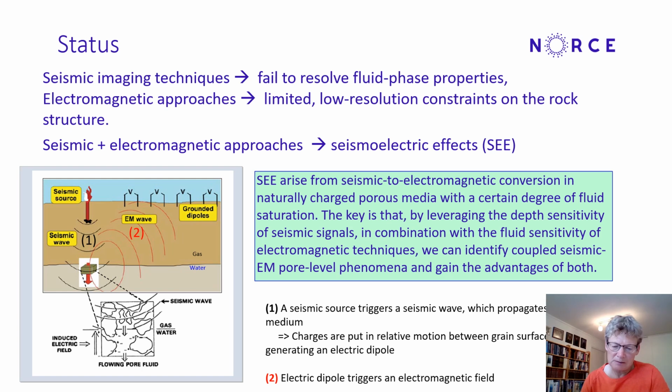The link between seismic and electromagnetic is illustrated in the figure. A seismic source triggers seismic waves which propagate in a porous medium, which will induce charges between grain surfaces and pores, and which will generate an electric dipole, and electric dipoles trigger an electromagnetic field.